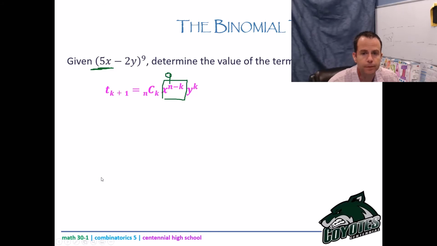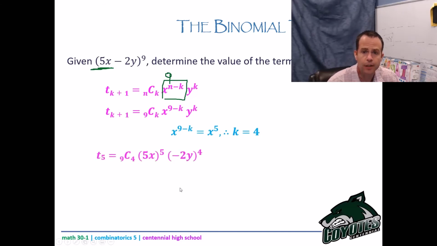So I know that k has to be 4, and once I know k has to be 4, I just plug that in and keep going. So I end up with 9 choose 4. I have my x term is 5x, so that's 5x all to the 5. And then my y term was negative 2y, so that's negative 2y all to the 4.